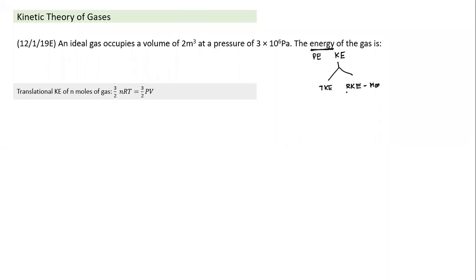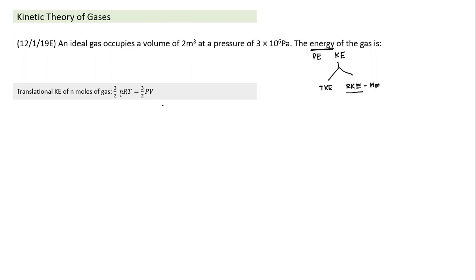A monatomic particle will not have any rotational component. It will have only translation. So in this case, since nothing is mentioned, I'll assume everything is only translation kinetic energy. So what is translation kinetic energy? Translation kinetic energy is 3 by 2 nRT, and 3 by 2 nRT is nothing but 3 by 2 PV.